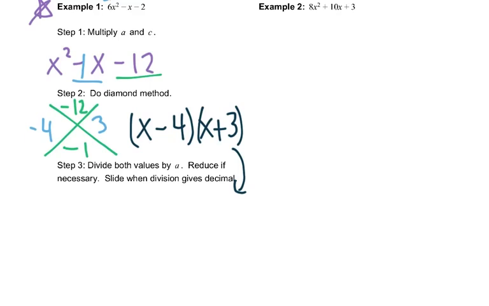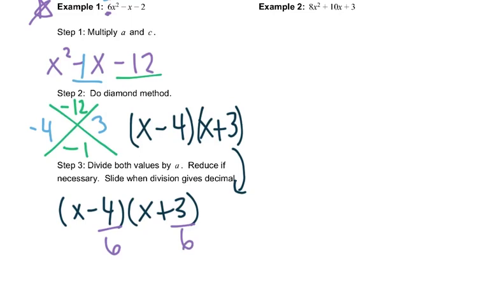Alright, so now step 3. This is the final step. It says divide both values by a. Reduce if necessary. Slide when division gives a decimal. Okay, so I'm going to tell you what all this means right now. We're going to rewrite our factored form here with x minus 4, x plus 3. And now I'm going to bring down this a value from the beginning, which is 6. And we need to divide both of these by 6.